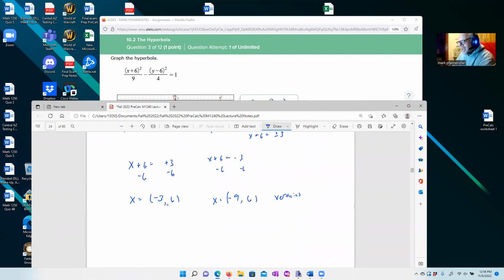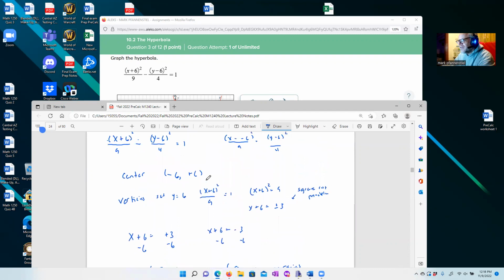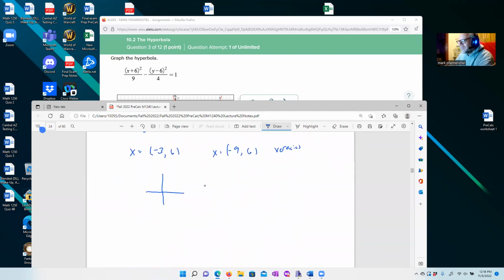Okay, so we've got our negative 6, 6 as our center. Okay, so I have a feeling that my center has got to be adjusted here. So negative 6, 6. So up here, we went over 1, 2, 3 units, and we went up 2 units. Okay, so 1, 2, 3, 1, 2.